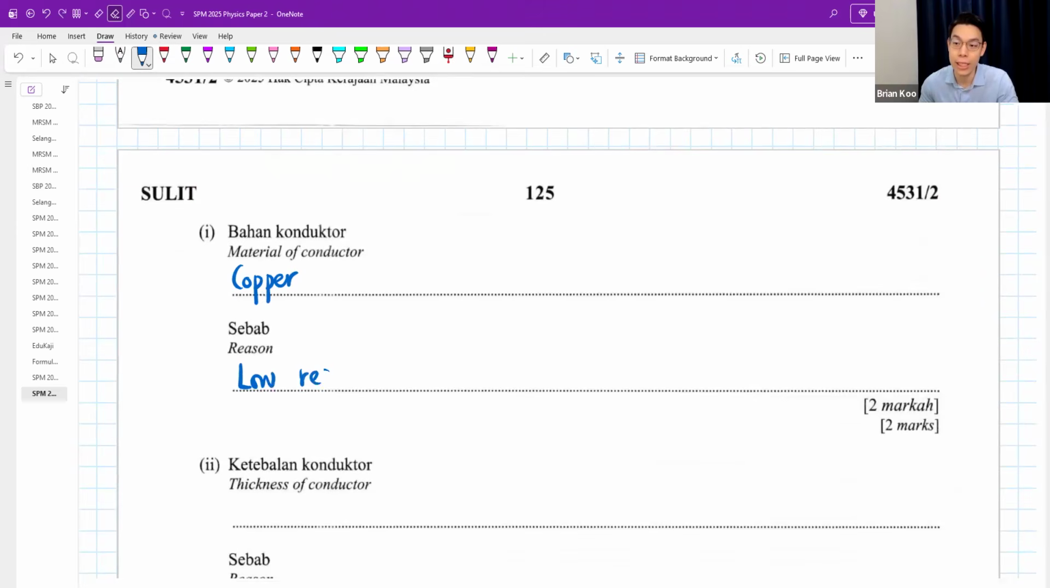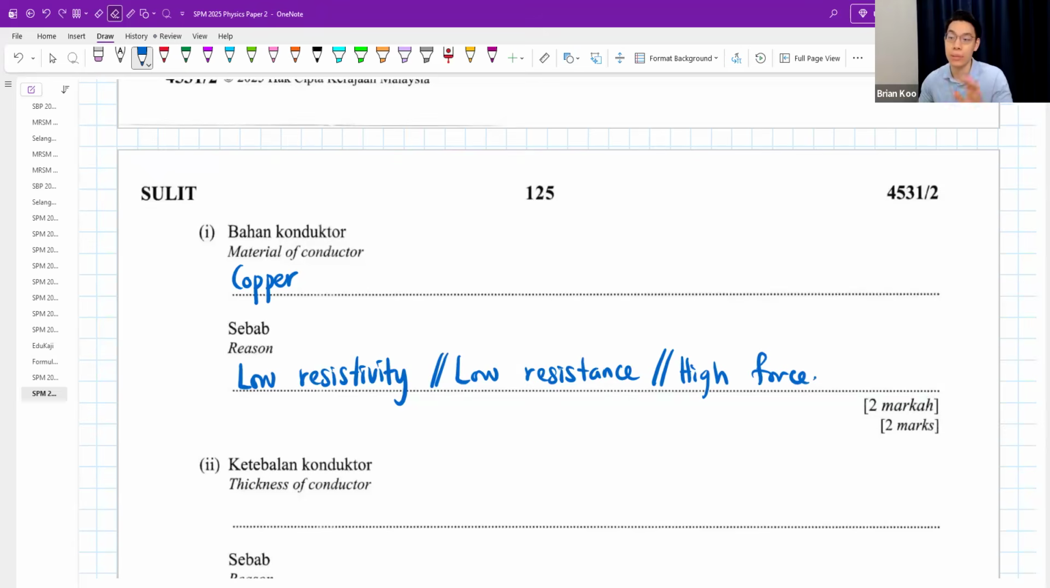has low resistivity. Correct. You can say copper has low resistance, also correct. Copper can produce a high force, also correct, because the current flow is very high, or high current also can. Current flow is very high, therefore the magnetic field strength is also very high. High magnetic field strength.